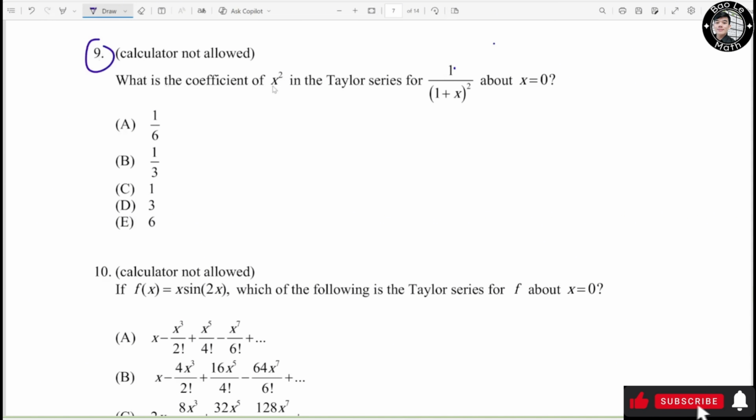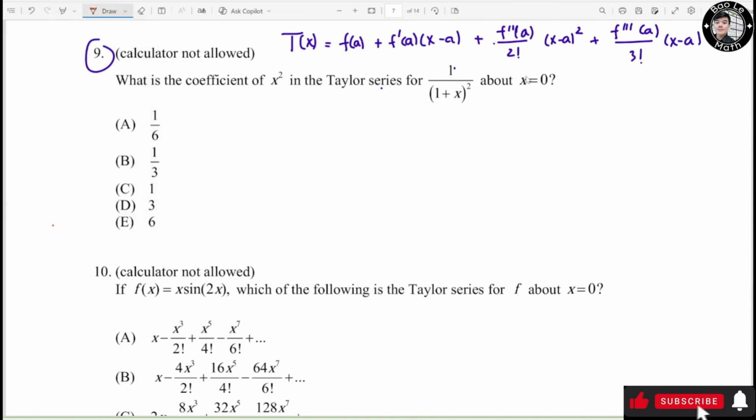What is the coefficient of s squared in the Taylor series for 1 over 1 plus s squared about s equals 0? Alright, so remember the Taylor series is given by the formula. Now note that a equals 0, so substitute 0 for a over here. And we need the coefficient of s squared, which means right here. So the coefficient is right here.